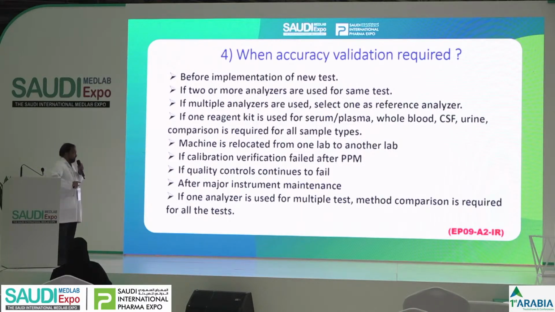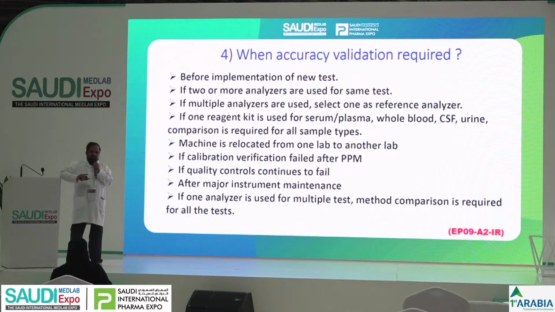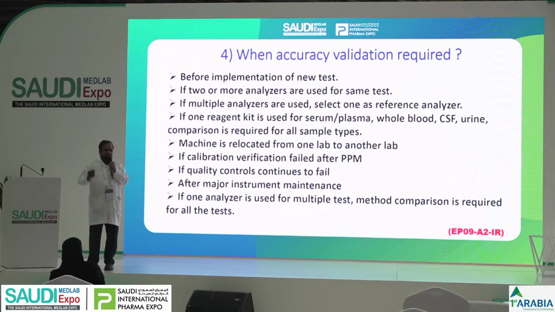This is the most important question. I wrote down many things here, but just very simple. When you are starting the test, this is before the test. When you are moving the analyzer from one place to another place, one lab to another lab, when you do major maintenance, everything is open, the motor, the sensor, everything has been changed, the detector and other things changed, means after the major maintenance. These are the most common requirements, but there are a lot more on the list. If your calibration continues to fail, if your quality control continues to fail, then you have to go and check the comparison. Then you have to go and do the method accuracy validation.